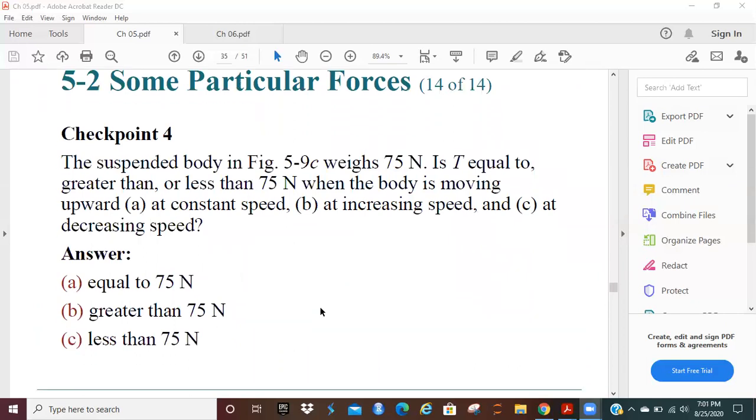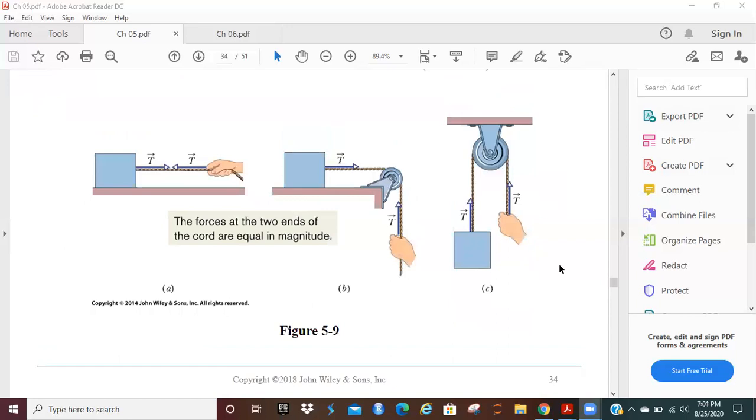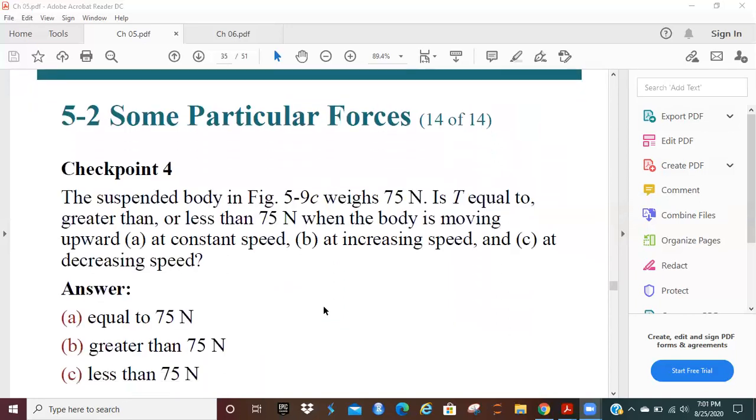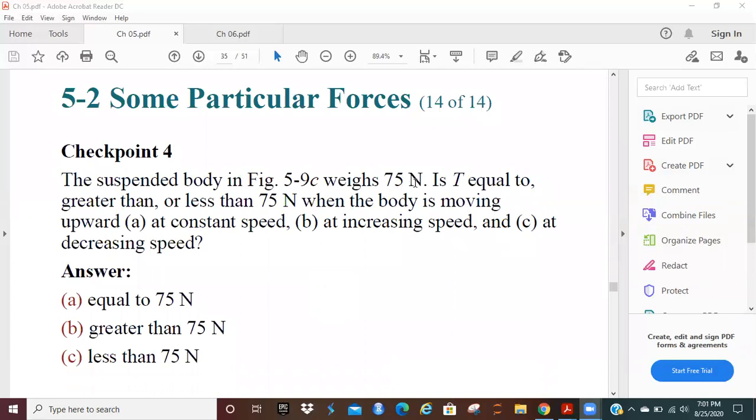So let's take a look at 5.9c, this right here. The suspended body there is going to weigh 75 newtons. Is T, the tension, going to be equal to, greater than, or less than 75 newtons when the body is moving upwards at a constant speed, at an increasing speed, and then at a decreasing speed?